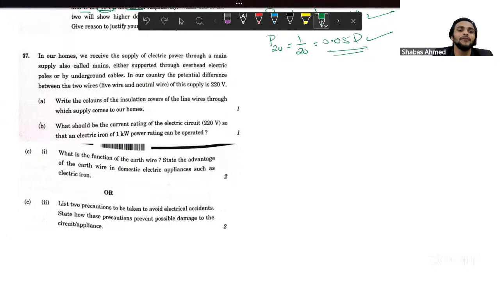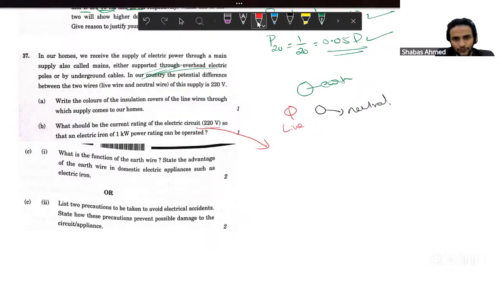Next one. Write the colors of the insulation covers of the line wires through which supply comes to our homes. Okay, so here in our home we have 3 colors of wire: a live wire, a neutral wire, and an earth wire. So the earth is green, and live is red, and this one is neutral. These are the colors.